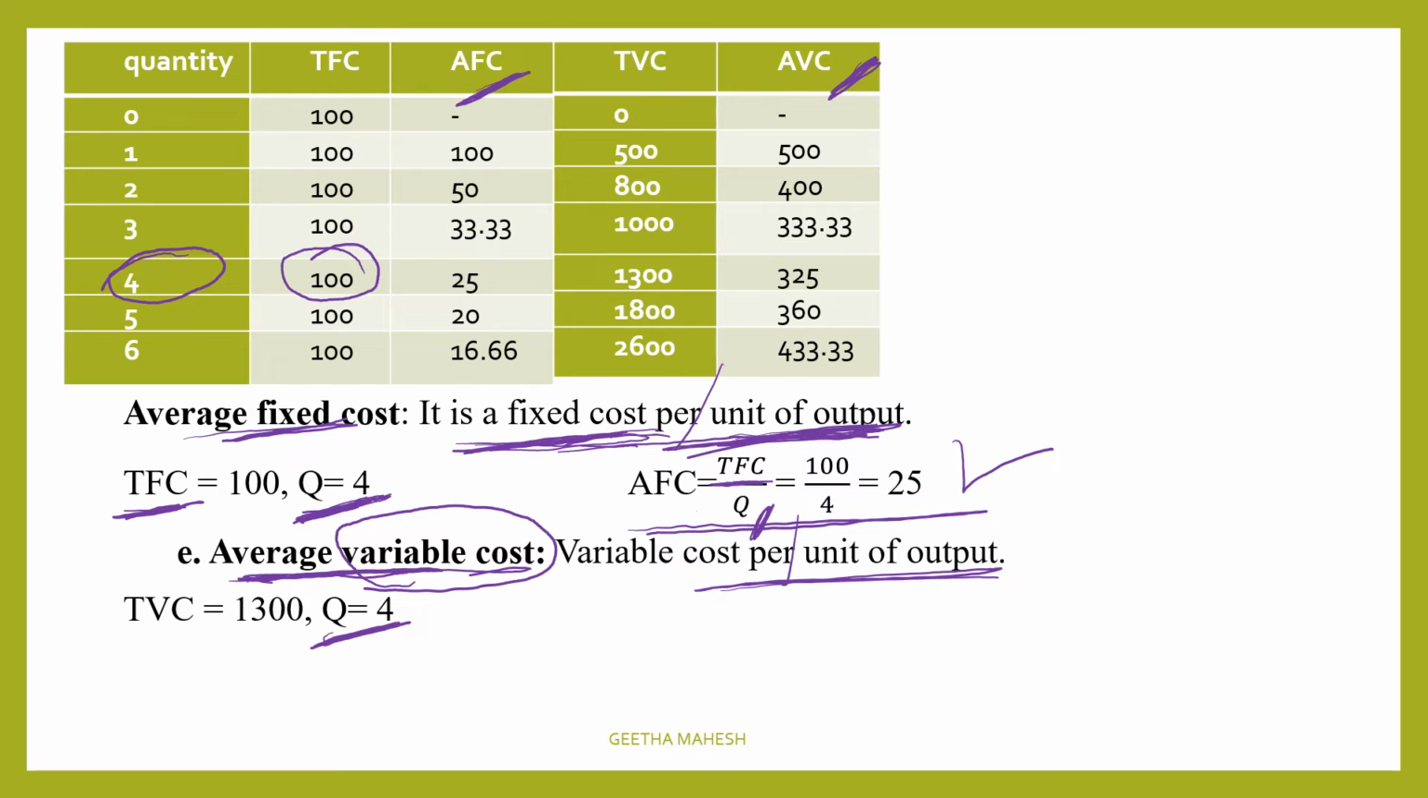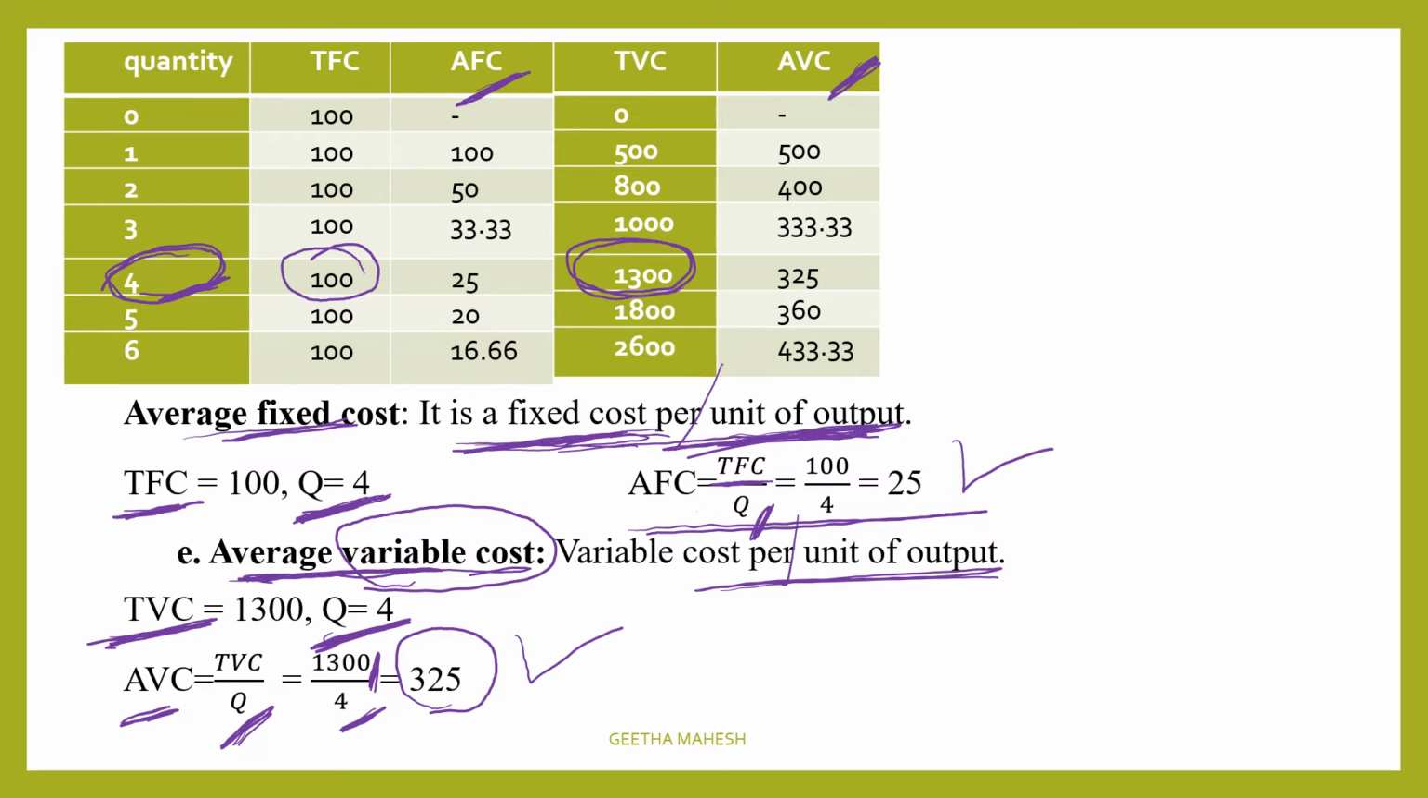If you want to produce 4 units of output, the total variable cost incurred is 1300. To calculate the average variable cost, the formula which we use is total variable cost divided by quantity. According to this table, to produce 4 units of output, the total variable cost incurred is 1300. So 1300 divided by 4, you will get 325, which we call average variable cost.